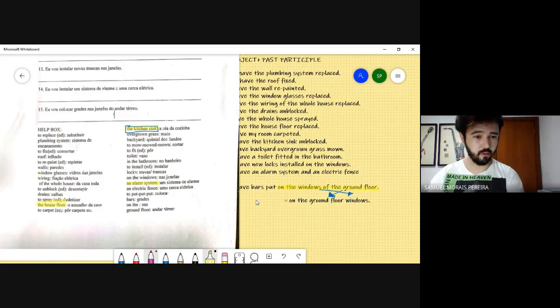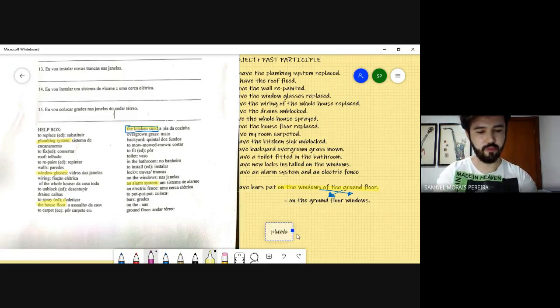Aqui a mesma coisa, ó, window glasses, vidros das janelas. Por que janelas veio antes, professor? Window glasses. Aqui a mesma coisa, ó, plumbing system, sistema de encanamento, ficou encanamento sistema, tá? Aproveitando que eu tô falando dessa palavra, pay attention to this word here. This is the way we say encanador in English. Olha, plumber. Pay attention to the B here.